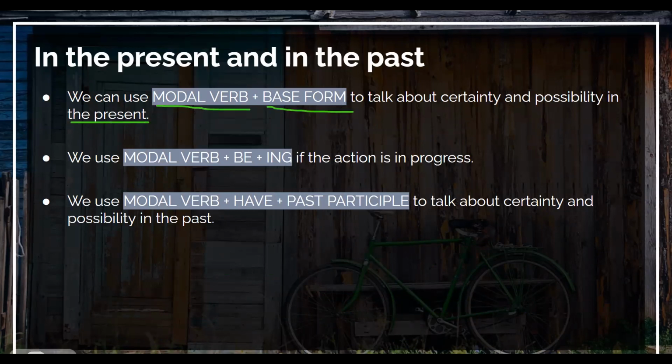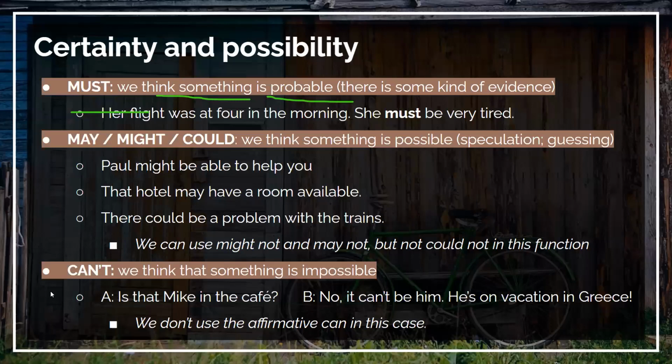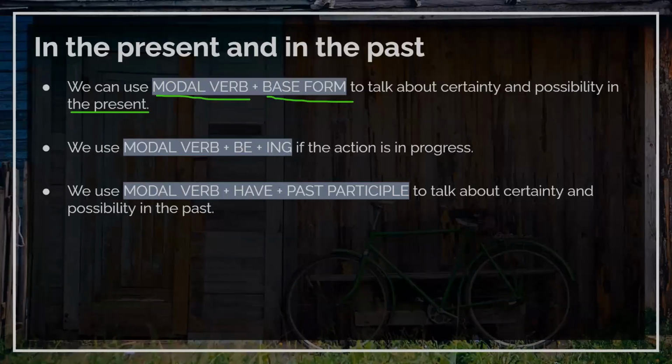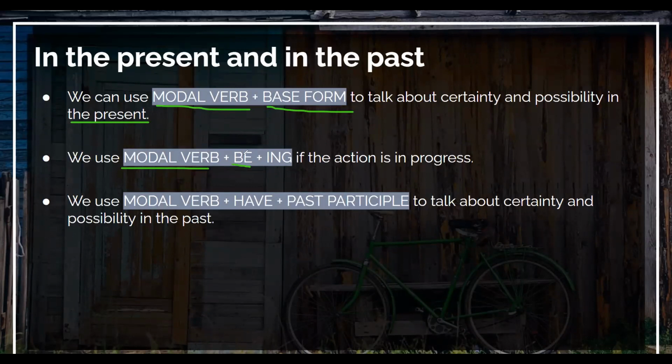All of the previous examples are actually in the present. So you can take a look at these. But also you can use the modal verb plus the verb be, just the verb to be, plus the ing if the action is in progress, right? It can be with must, with may, might, or could, or even with can't. Okay, you can put any of the modal verbs with the continuous form.